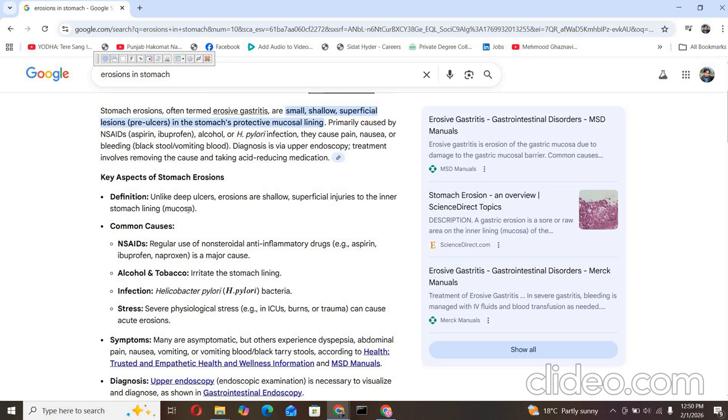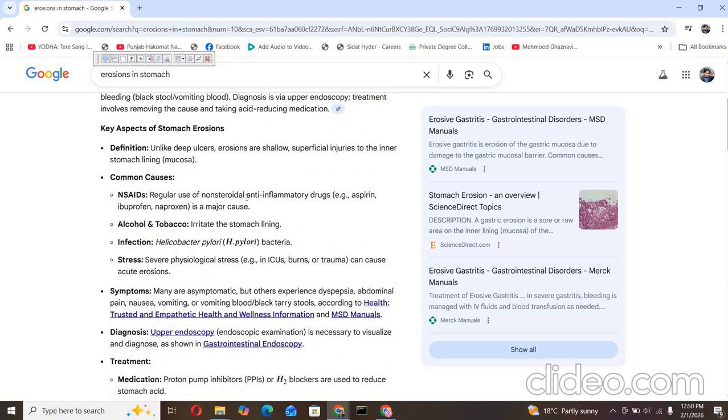So let's see what the erosions really are. These are some examples of erosions, also known as pre-ulcers.